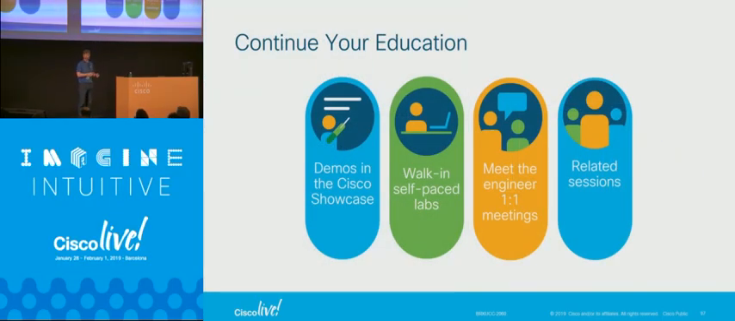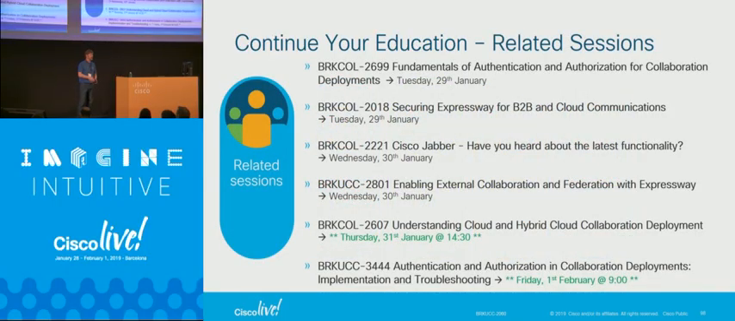Continue your education. Just real quick, I want to point out a few related sessions that have happened either earlier in the week or are going to happen either later today or tomorrow. So these would be good places to go if you want more information on some of the topics we covered. Everything from the OAuth stuff. There's several sessions that cover OAuth, in particular 2699. Obviously, it's already happened, but you can always go into the catalog and pull down the slides and review them. Securing Expressway, B2B, and cloud communications. That also covers MRA and a lot of the Expressway stuff we talked about.